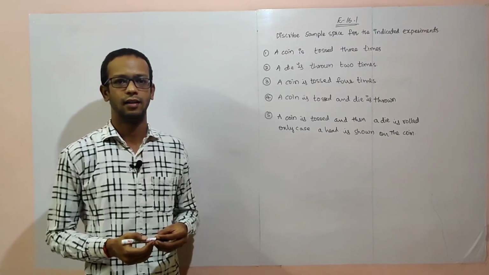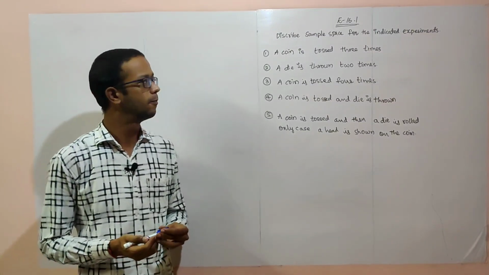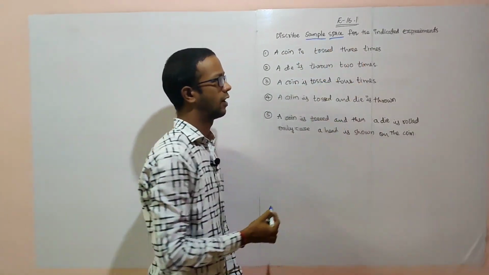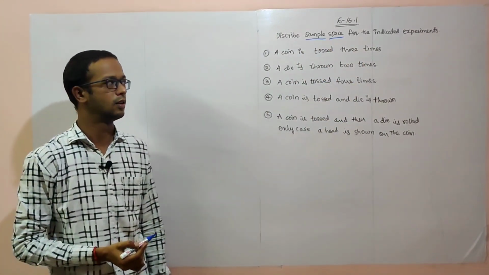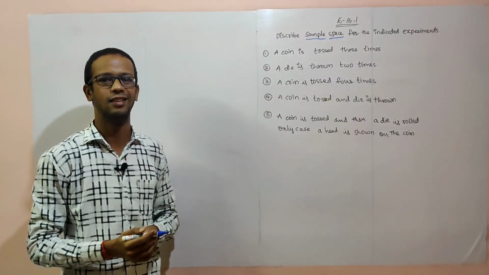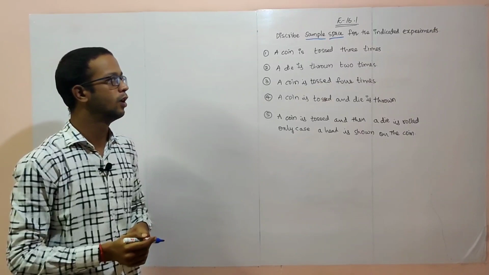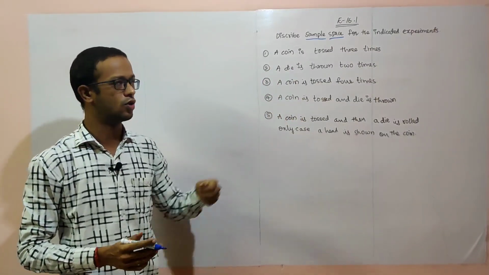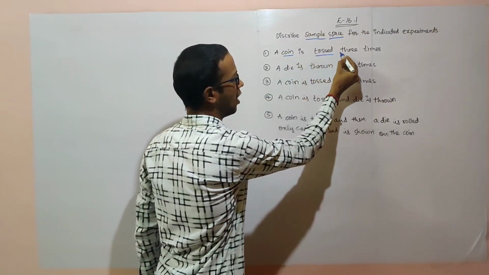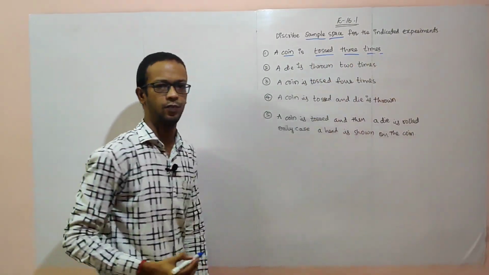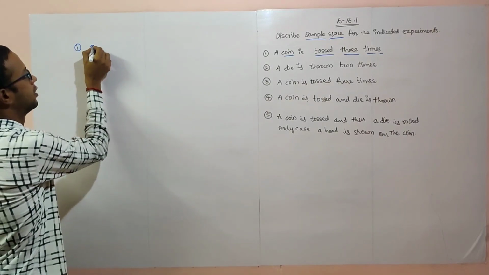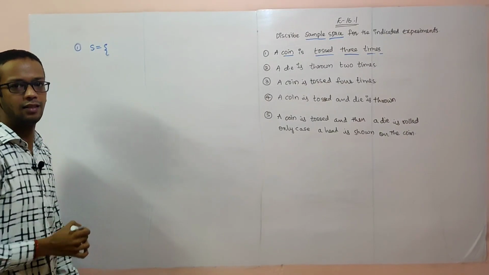Next, exercise 16.1. Describe the sample space for the indicated experiments. In all the questions, the same thing we have to find, that is the sample space. So already I wrote here the total questions. Question number 1: a coin is tossed 3 times. Then what is the sample space?